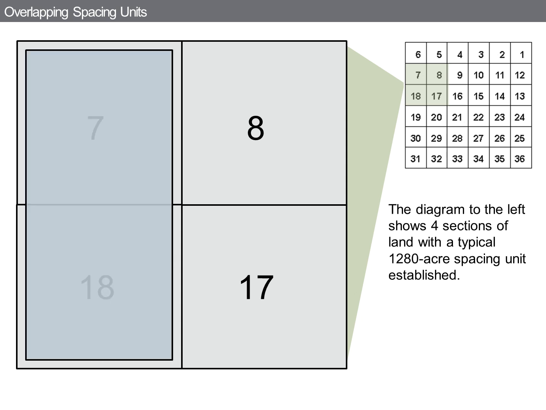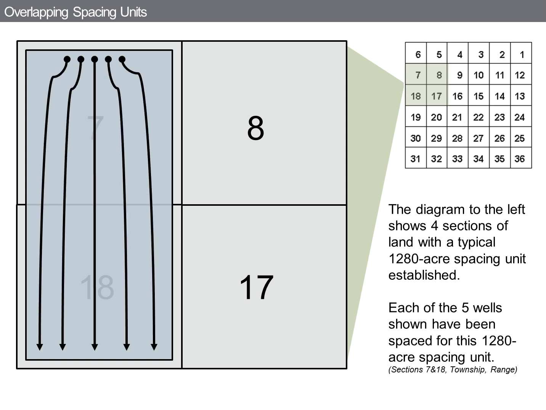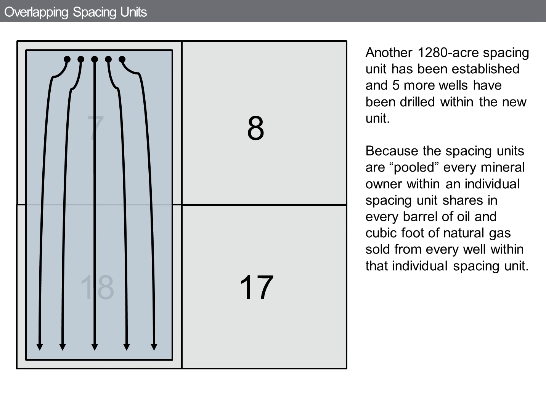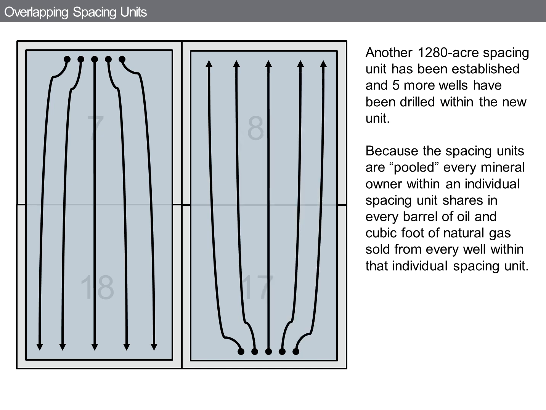The diagram to the left shows 4 sections of land with a typical 1280-acre spacing unit established. Each of the 5 wells shown have been spaced for this 1280-acre spacing unit. Another 1280-acre spacing unit has been established, and 5 more wells have been drilled within the new unit.